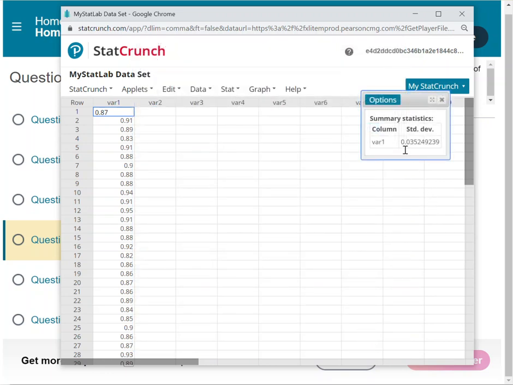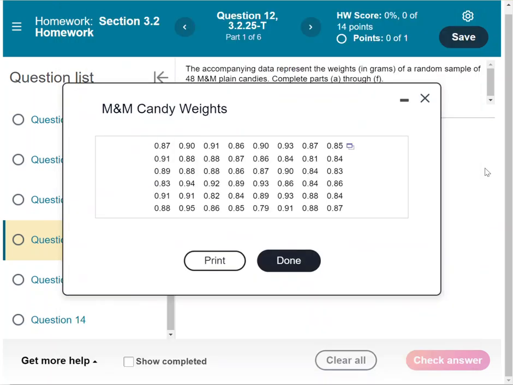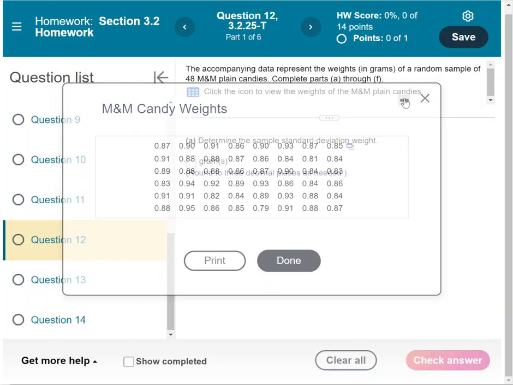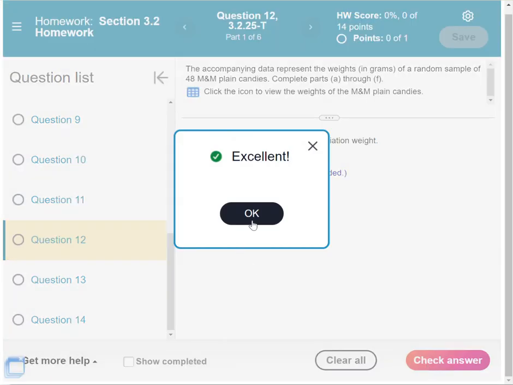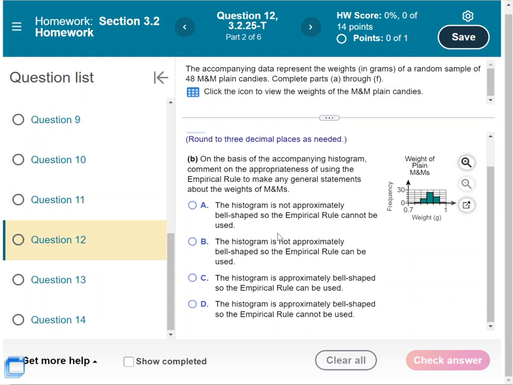And so I don't know if you can read it. It's 0.0352. So rounding to 3 decimal places, it's 0.035. And so let's go ahead and put that in. 0.035. So we're set on A.